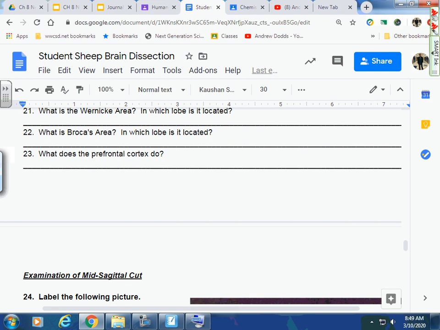And Broca's area is involved with speech, the breathing, and vocalization, coordinating that. So it's also going to be left hemisphere, but farther up in the frontal lobe.